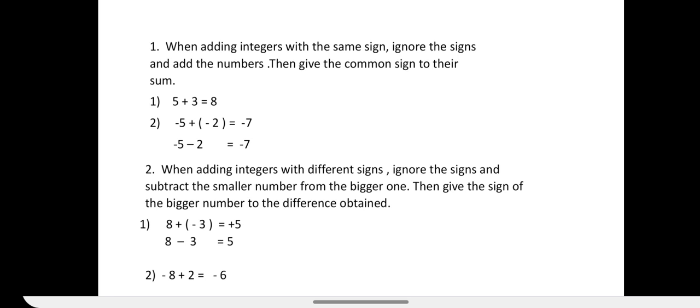Second one, -8 plus 2 is equal to, now plus minus. So which operation are we supposed to carry out? Minus. Bigger number sign, minus. So -6.